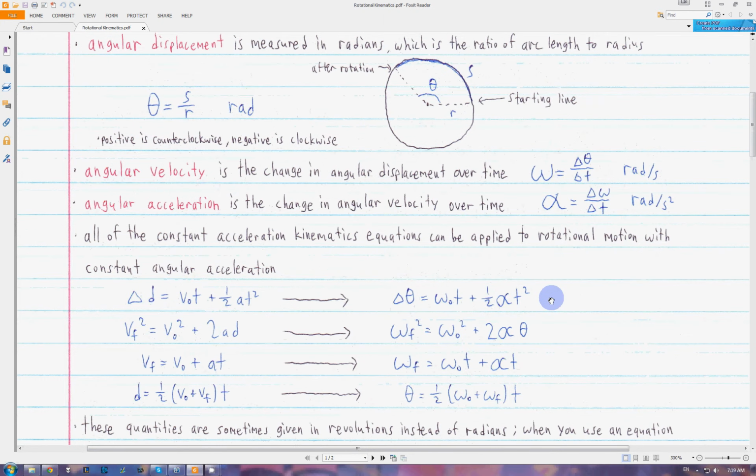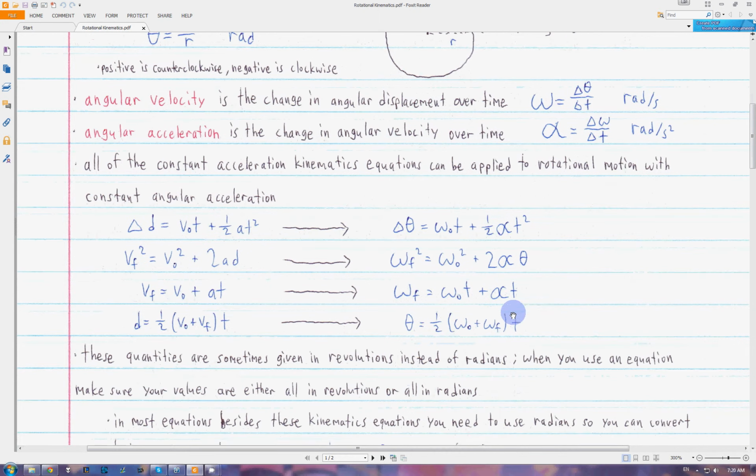So all of the kinematics equations that we used at constant acceleration can also be used for rotational motion if the angular acceleration is constant. So you can see we just take all these equations and replace displacement, velocity, and acceleration with angular displacement, angular velocity, and angular acceleration.